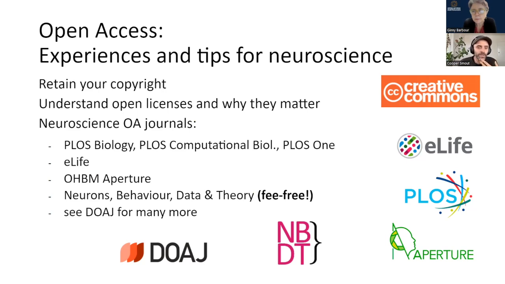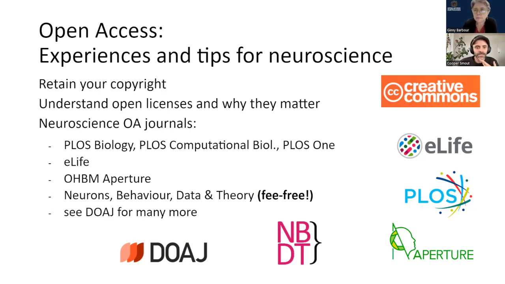And so one journal that I really want to highlight is a newer one that I haven't published in because unfortunately I wasn't publishing when they were getting going. But Neurons, Behavior, Data and Theory is basically a diamond open access journal that's targeted at the neurosciences and has a really amazing review board and editorial team and is really starting to build some momentum. So if I was still publishing in neuroscience, that's absolutely where I would publish my next article.